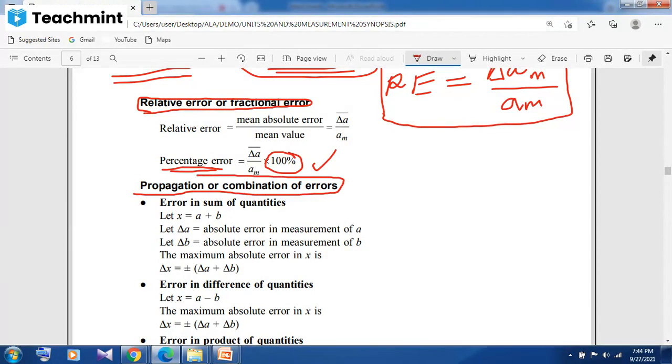Next you go for propagation of combination of errors. That means you are going for finding out errors in addition, subtraction, multiplication, division. So take down first: error in sum of quantities. Take down the equation X is equal to A plus B.